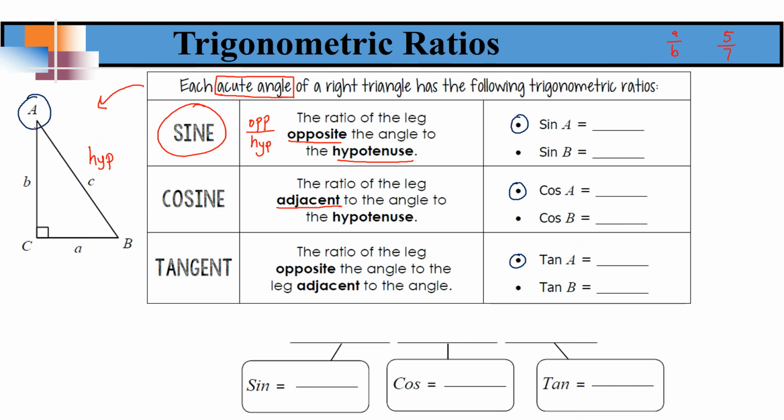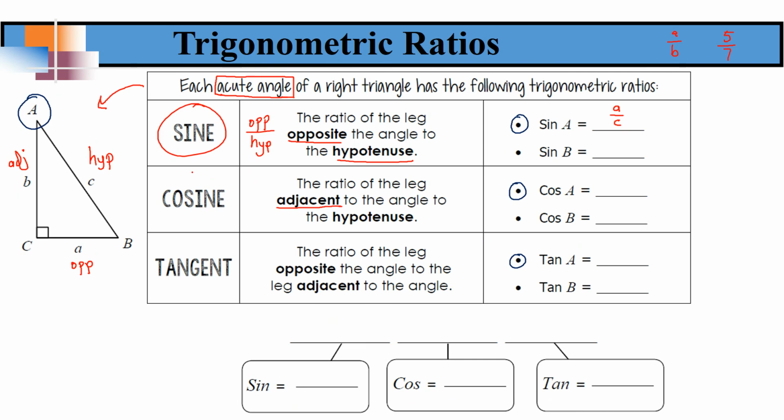So opposite from angle A would be lowercase a. We talked about that earlier. Adjacent to angle A is lowercase b, this side here. So this is the adjacent leg, this is the opposite leg, and this is the hypotenuse. Now look at the definition again of sine. It says the ratio of the leg opposite to the hypotenuse, or just opposite over hypotenuse. So sine of angle A in this case, opposite over hypotenuse, is lowercase letter a over lowercase letter c.